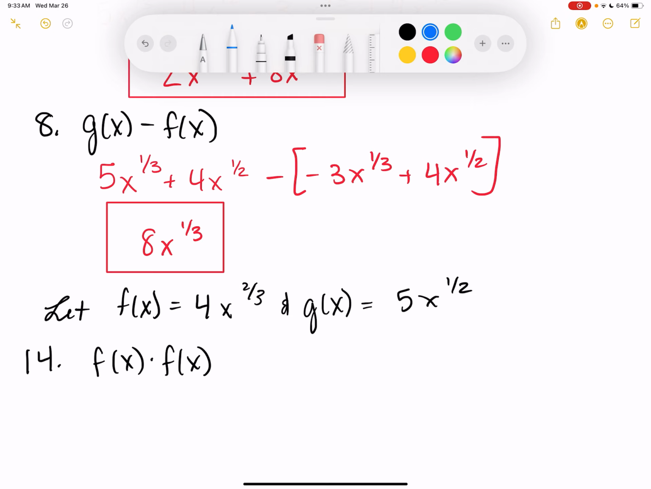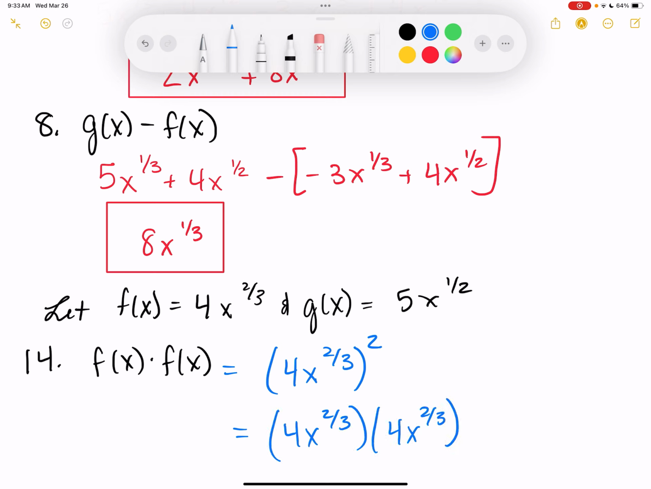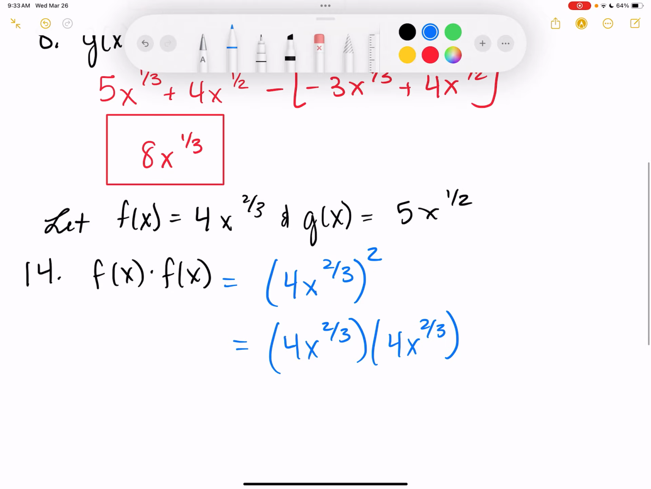So this is 4x to the 2/3, and I can either do this as this squared since it's the same thing, or I can write this as 4x to the 2/3 times 4x to the 2/3. Either way means the exact same thing. So what do I get when I multiply that? 16x to the 4/3.